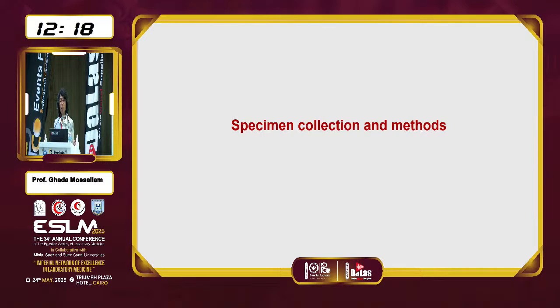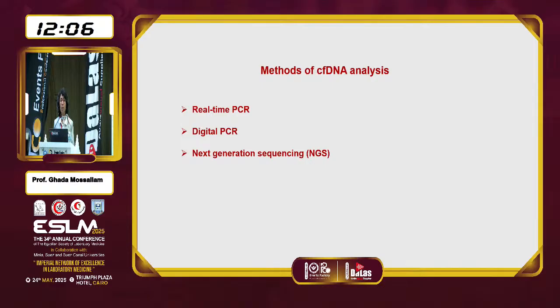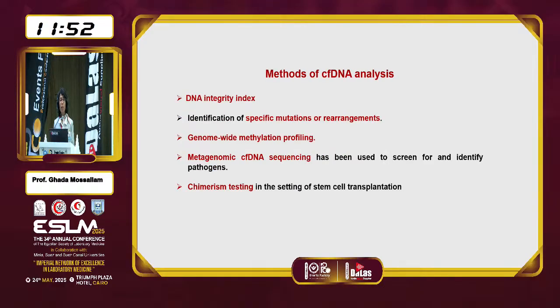Regarding the specimen collection and methods of analysis, the cell-free DNA sample should be rapidly processed within 4 hours of collection. Methods of cell-free DNA quantitation include the real-time PCR, the more sensitive digital PCR, and the next generation sequencing.